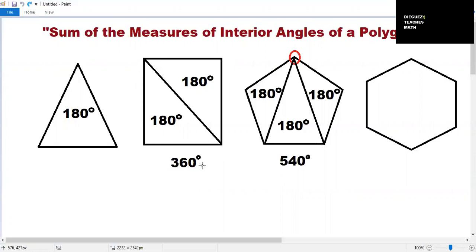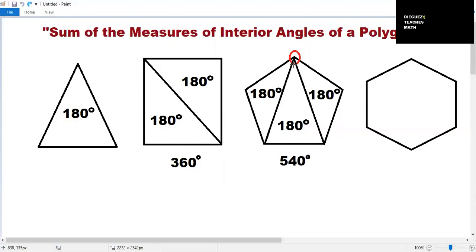So I want to talk to you more about how we get these numbers. Okay, so what I did here is I have my rectangle or my square, and I'm gonna go ahead and draw a diagonal from here to here, or I'm gonna draw a line from this vertex to this vertex. By doing that, I created two triangles, right? So the first triangle is 180, the second triangle is 180 as well. If I add these two together, I get a measure of 360 degrees. So that's where the number comes from.